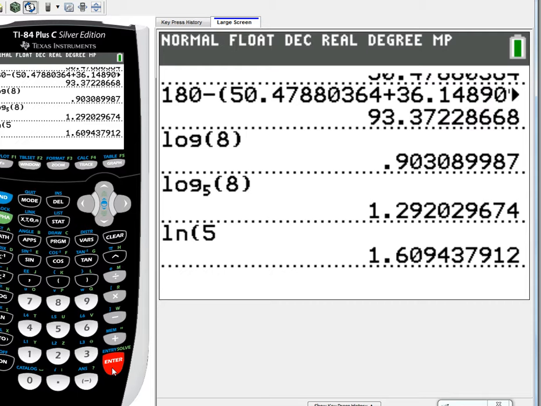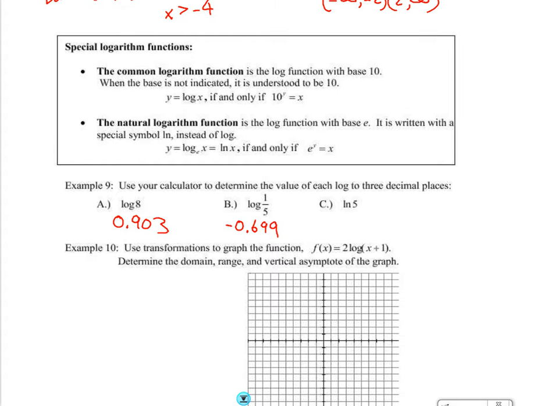Fun stuff. 3 decimal places, unless you're told different. Use transformations in the graph to graph the following function. Determine the domain, range, and vertical asymptote of the graph.